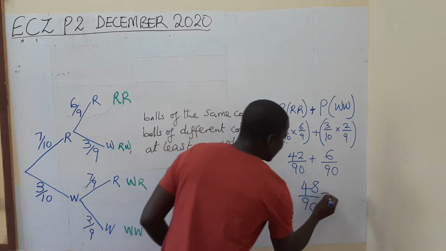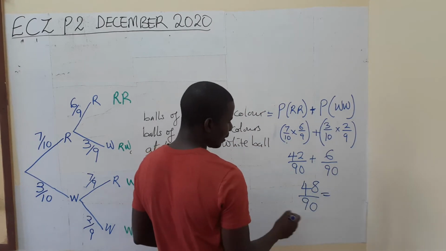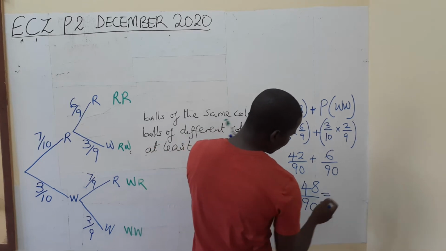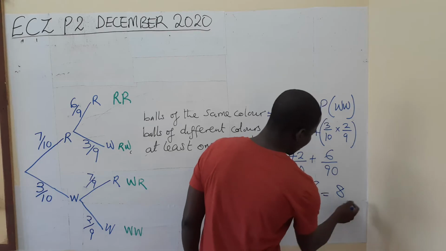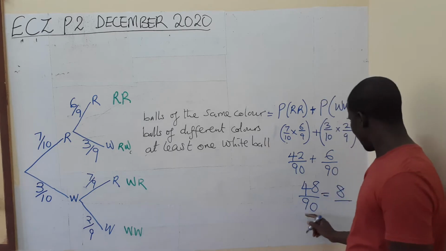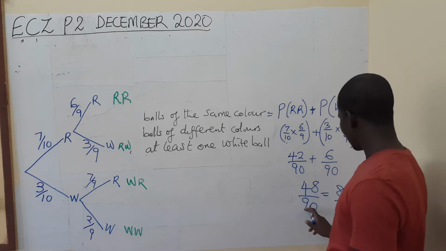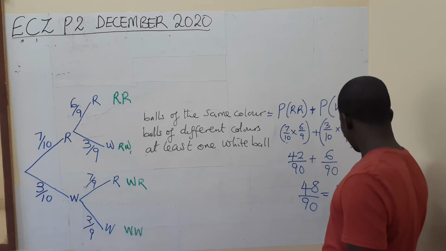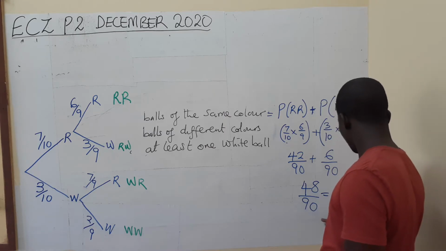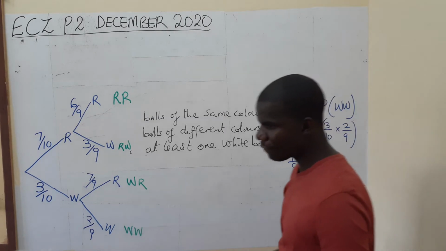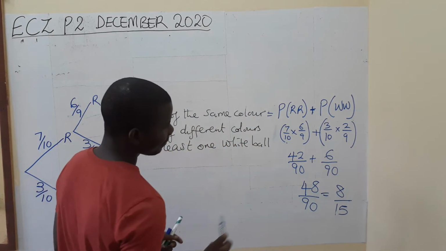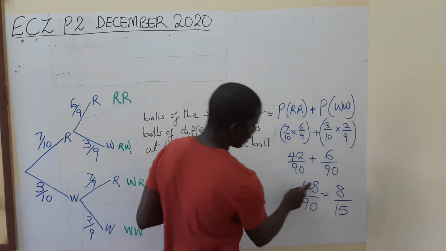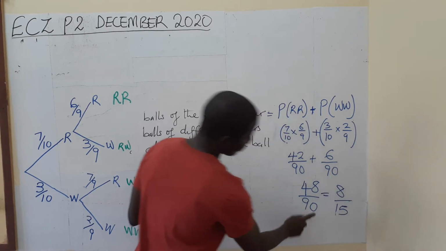So let's start with 6 into 48. What are we getting? 6 into 48 is 8, and 6 into 90 is 15. So we're going to have 8 over 15. When you multiply this one by 6, it will give us this one.